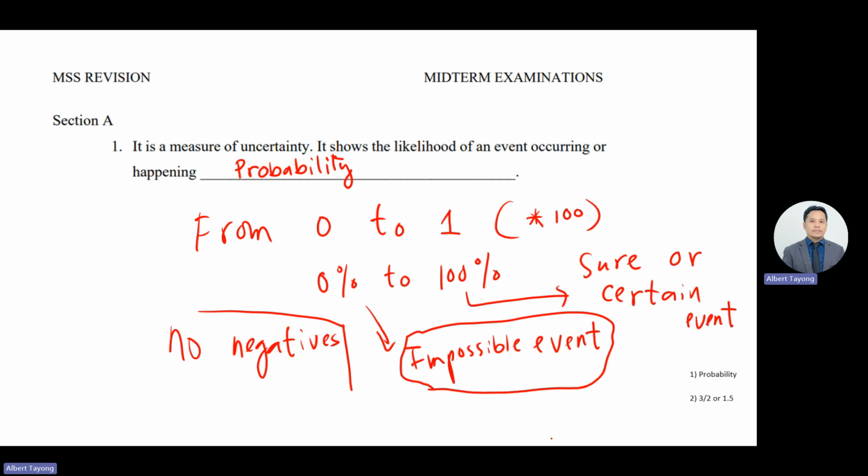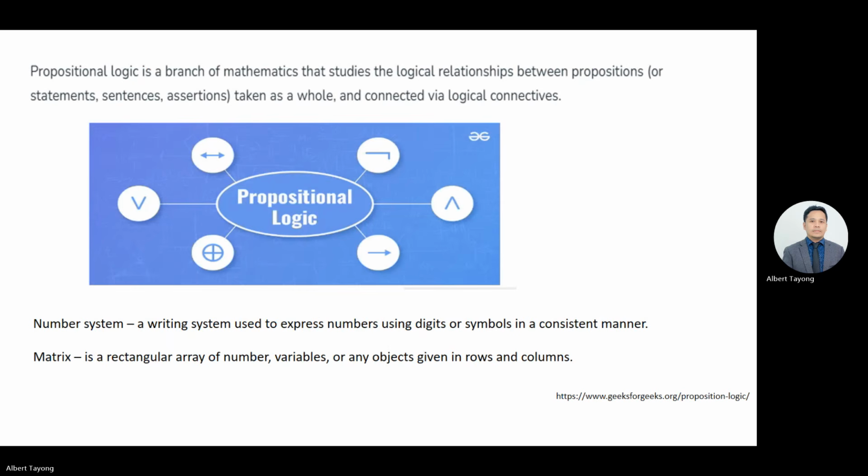But these events are rare. In most cases, we have between 0% to 100% exclusive. For example, 5%, 85%, okay? So it will never go beyond 100% or below 0%. Other definitions that you need to know are the following.